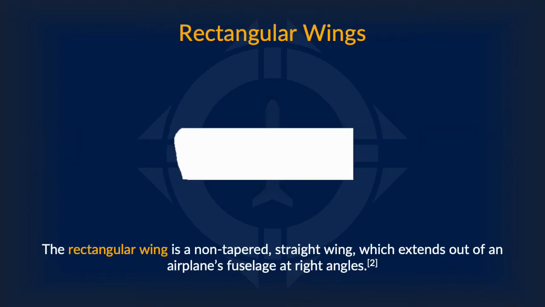Let's begin with the rectangular wing. As straightforward as any wing can be, it is a non-tapered wing, meaning that the edges do not angle inwards. It is also a straight wing, which extends out of an airplane's fuselage at right angles.